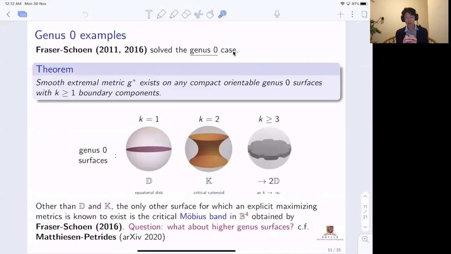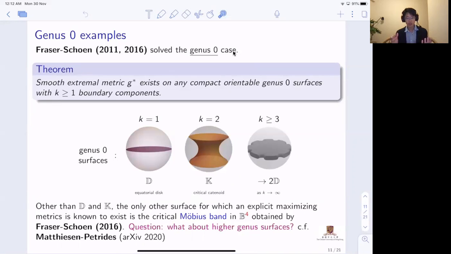And for more than 2 boundary components, they show that a smooth extremal metric exists, and when the number of boundary components goes to infinity, the picture looks roughly like 2 disks joined together by some half-catenoidal bridges near the boundary. So it looks roughly like this. In the limit, it converges to the disk with multiplicity 2.